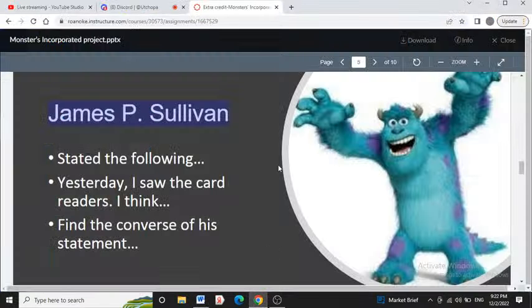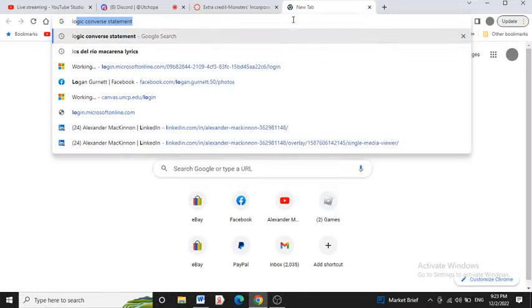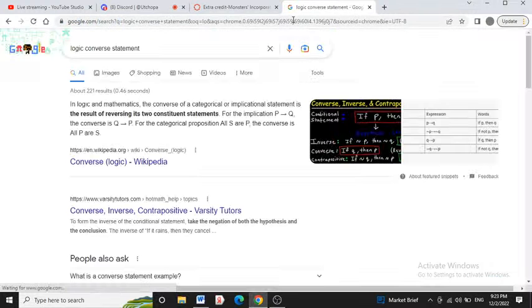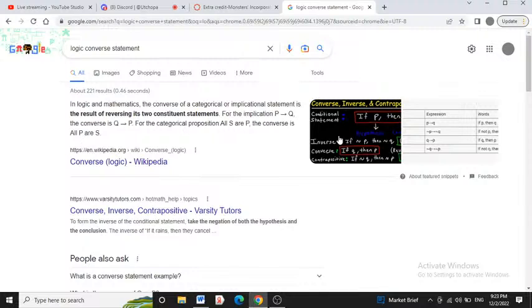So the statement again: Yesterday, I saw the card readers, I think. Find the converse of his statement. So do you know what that is? I said I haven't been doing any work. I've been literally just sleeping. Well, I know you've had this. I know they've covered converse, inverse, and contrapositive for at least over a week now.